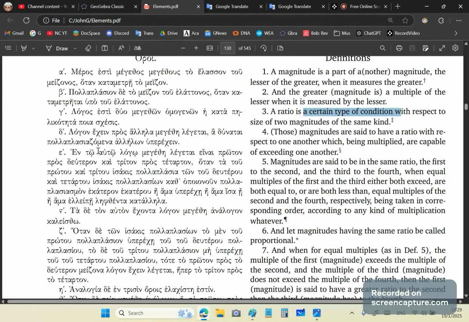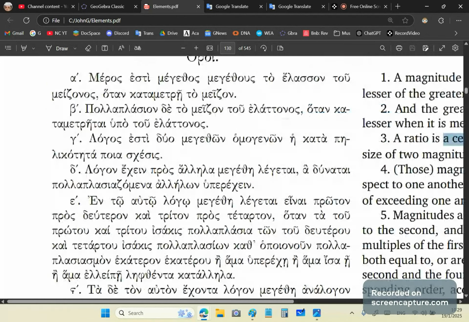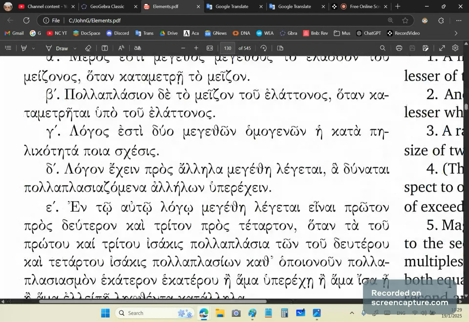So let's read the Greek and I'll explain what it means. Now, in the Greek it says, logos esti dio megathon homogenon I kata πηλικότητα πια σχέσεις. What that means is a ratio is two magnitudes homogeneous, or what relationship those magnitudes have towards quotient-ness. πηλικότητα, there's no exact English translation for it. It's a Greek word, and it means quotient-ness.